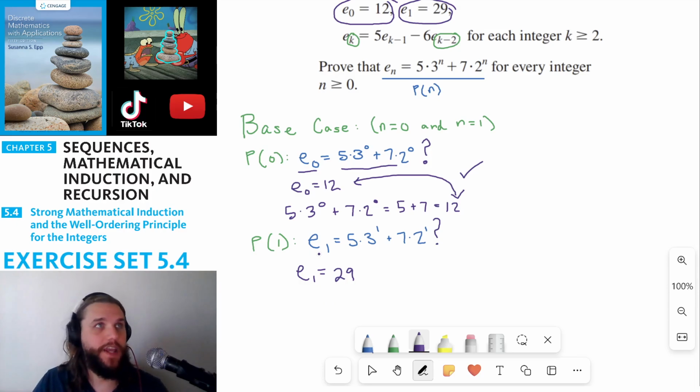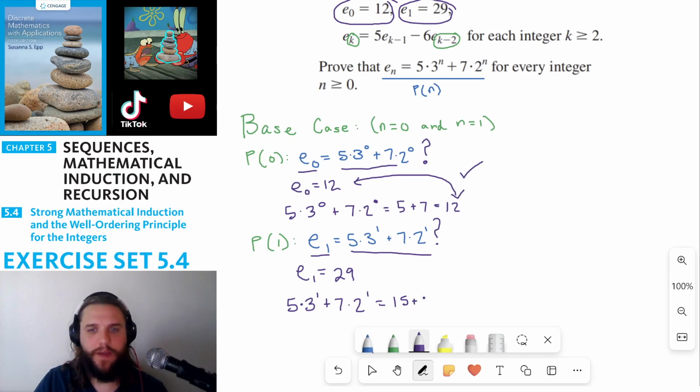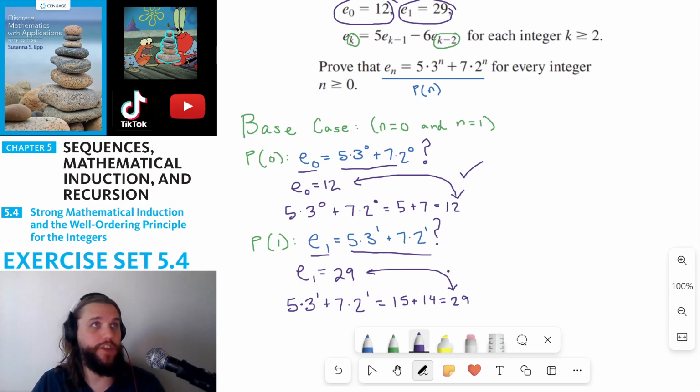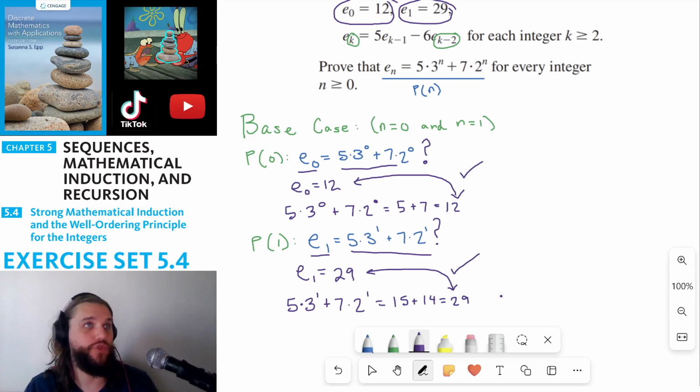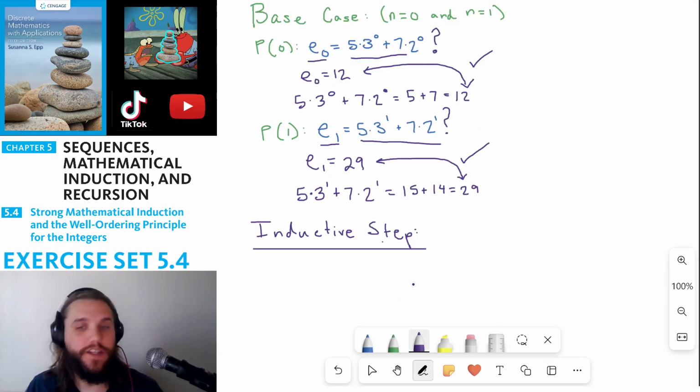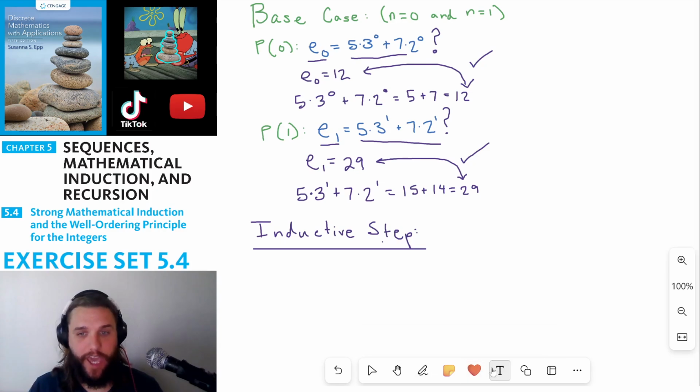So the left-hand side is equal to 29. The right-hand side, we can compute. This is 5 times 3, which is 15, plus 7 times 2, which is 14, and that equals 29. And so the left-hand side and the right-hand side equal the same number, and so they must be equal to each other, which shows that the base cases are true. Now let's move on to the inductive step. I always start the inductive step the same way, by instantiating the letter k.